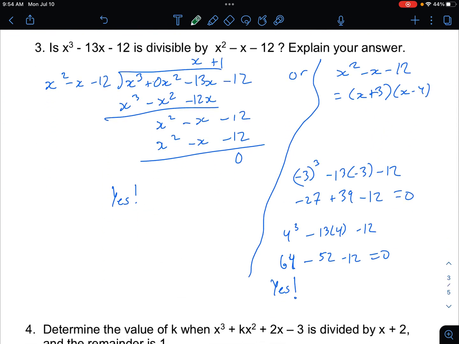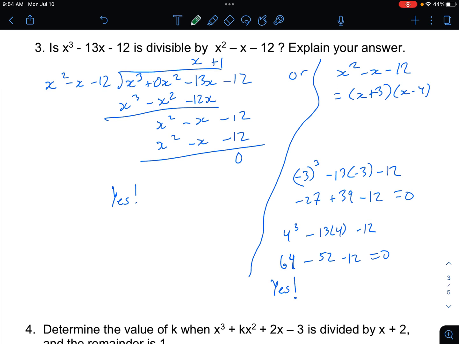To check if it's divisible, there are 2 ways of doing this. You can actually divide them out, and I saw that there was no remainder, so that's where I did the long division. Or if you want to do the synthetic division on that, you can't, because you can only do synthetic division on a linear part, not a polynomial to polynomial.